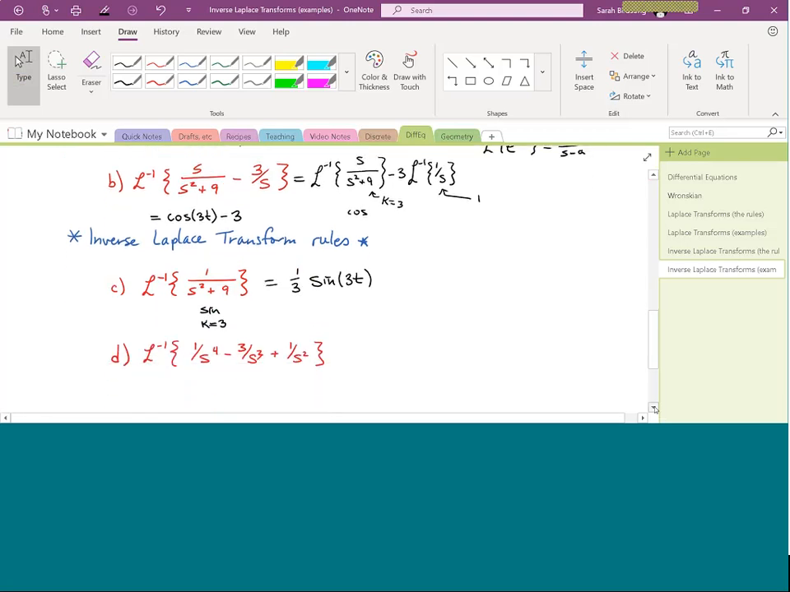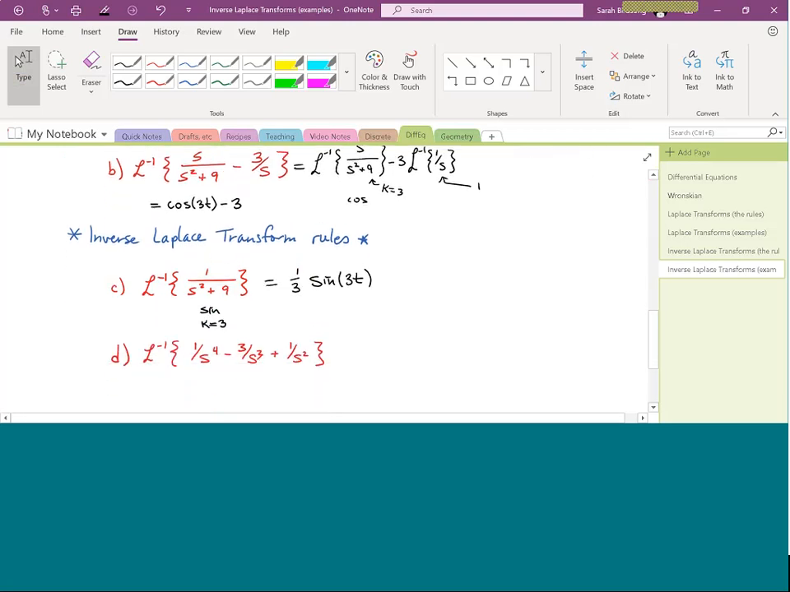Now, what happens if you have this next guy? So this next guy says, let's take the inverse Laplace transform. And it's 1 over s to the 4th minus 3 times s to the 3rd plus 1 over s squared. And of course, you could, if you wanted to, write this as the inverse Laplace transform of 1 over s to the 4th minus 3 times the inverse Laplace transform of 1 over s cubed plus the inverse Laplace transform of 1 over s squared. You don't have to do that either.